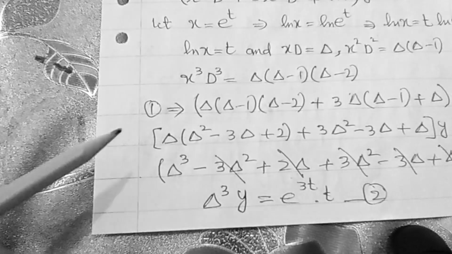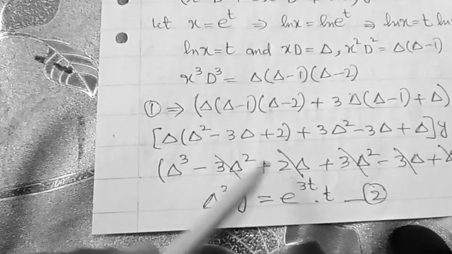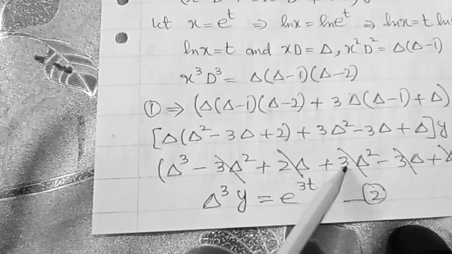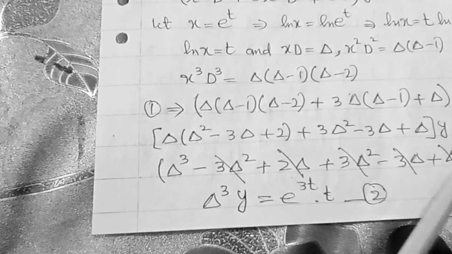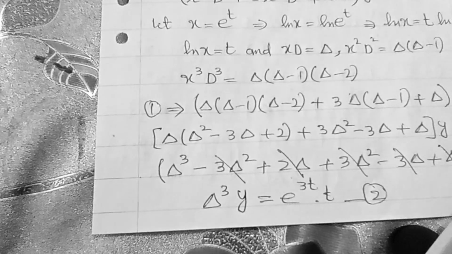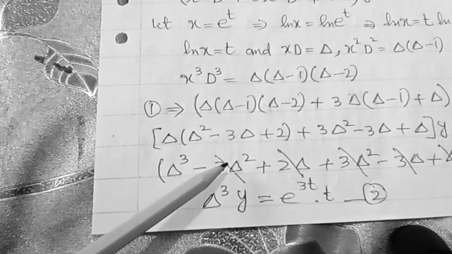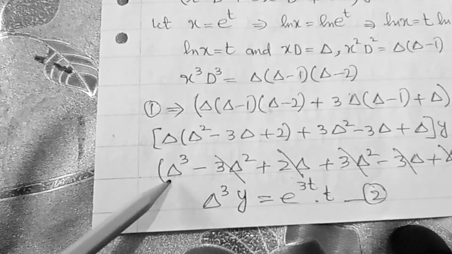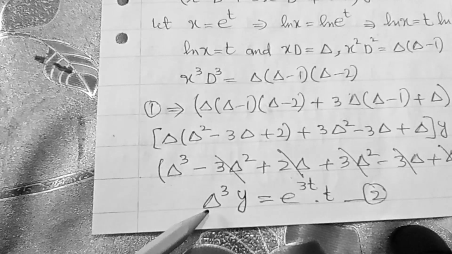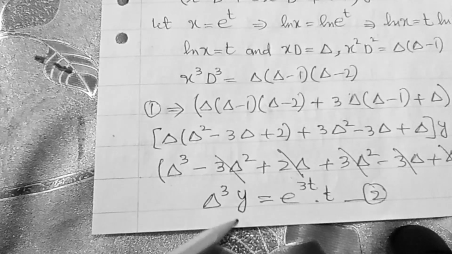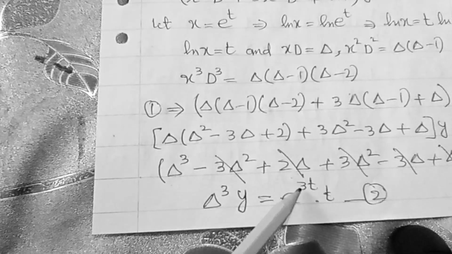After multiplication, we obtain delta cubed minus 3 delta squared plus 2 delta, plus 3 delta squared minus 3 delta, plus delta, into y is equal to exponential 3t into t. A few terms will be cancelled out, and only delta cubed will remain. So delta cubed y is equal to exponential 3t into t.